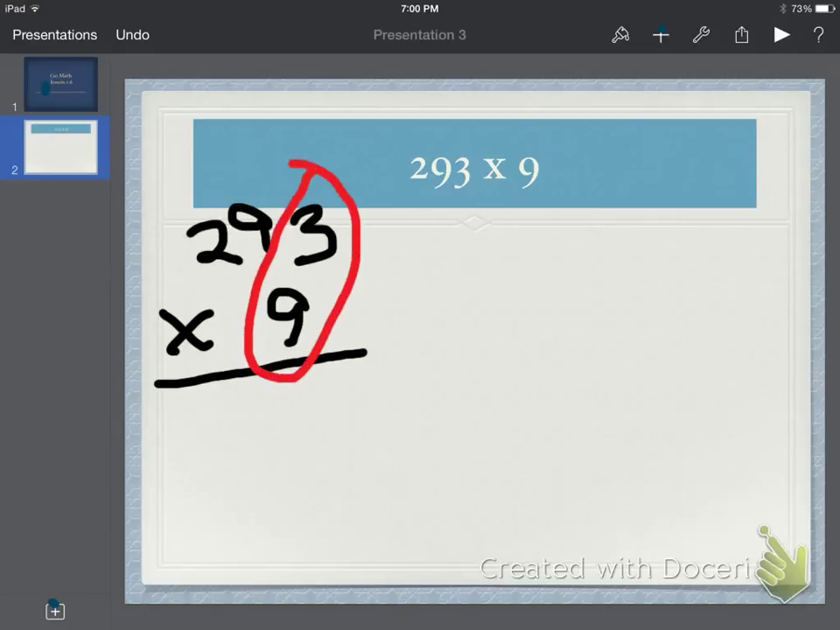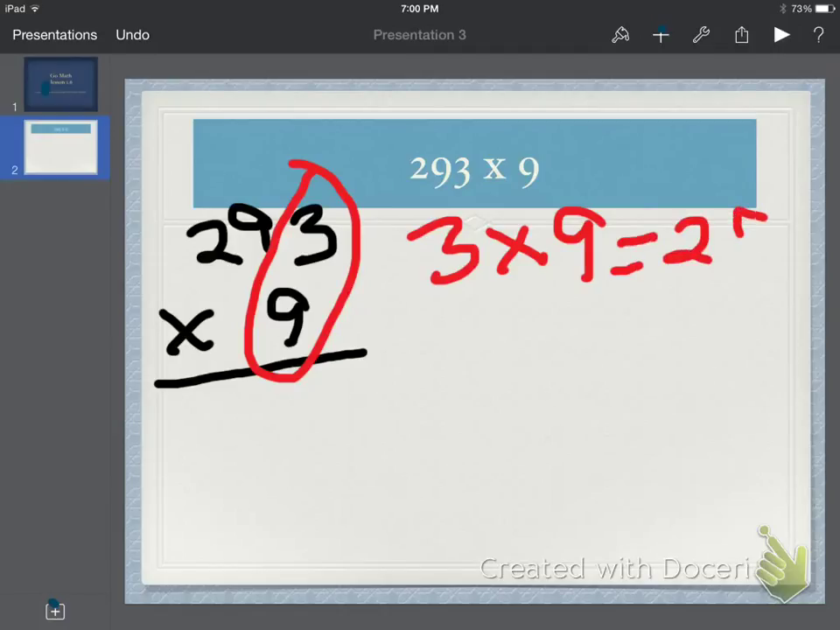When we're multiplying 3 times 9, the 3 is in the ones place. So 3 times 9 is 27. The 9 in 293 is in the tens place. So what we're really doing there, we're not multiplying 9 times 9. It's really 9 times 90.